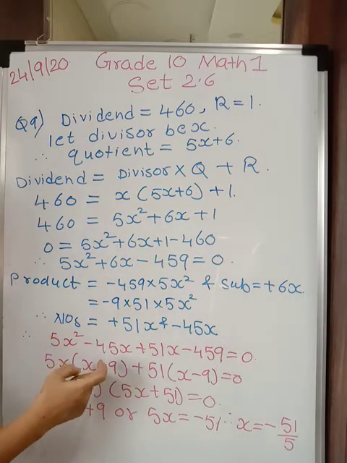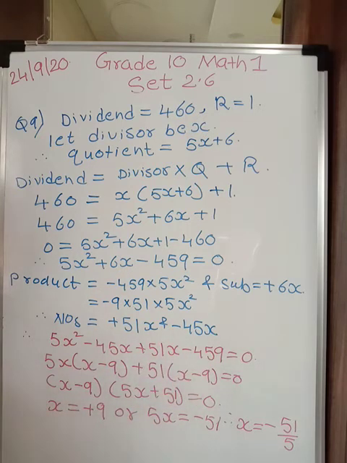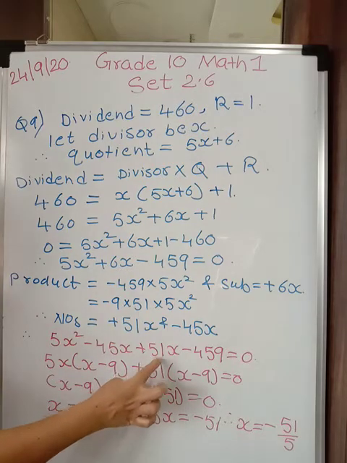Now while writing also, do not write plus 51 over here. 51 and 5, nothing can be taken common. So a little common sense you have to use. Please put minus 45x plus 51x minus 459 is equal to 0. Now among these two you can take 5x common. Inside will remain x minus 9, and 51 taken out.